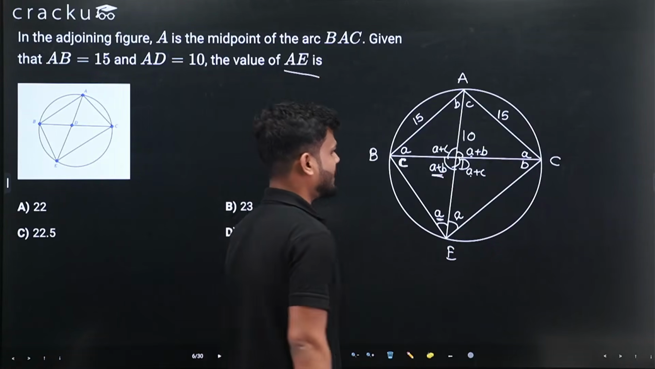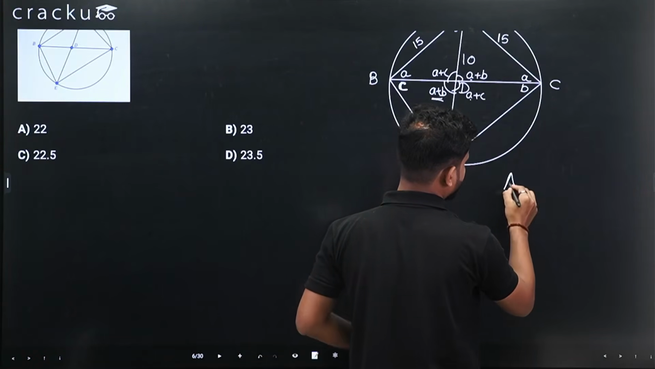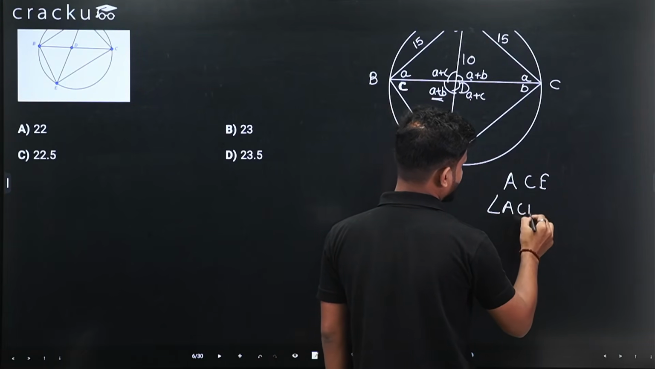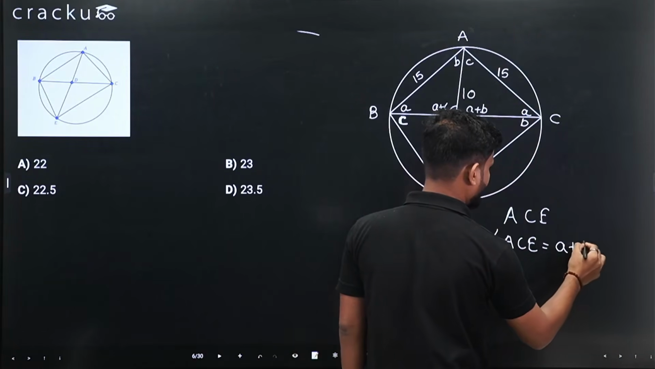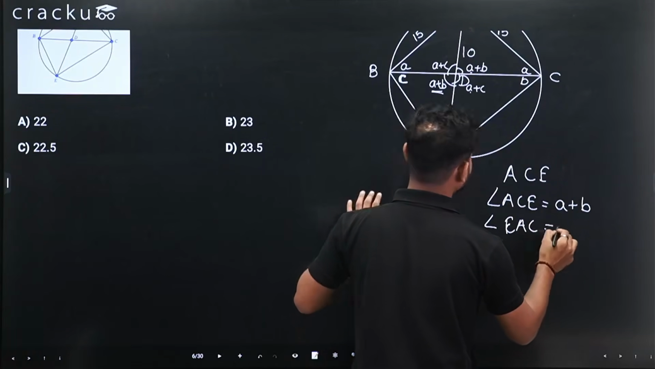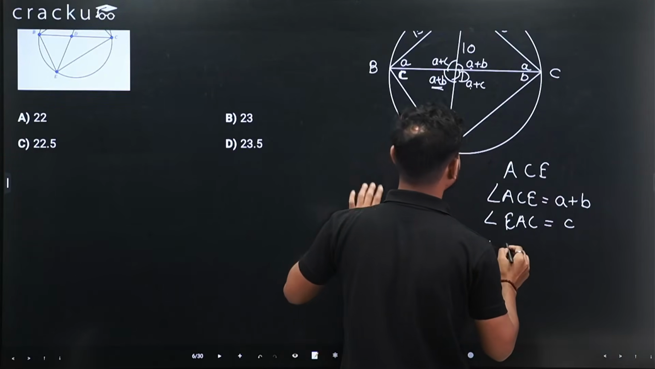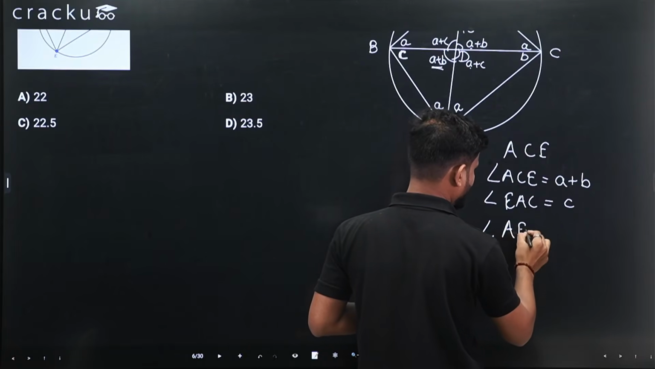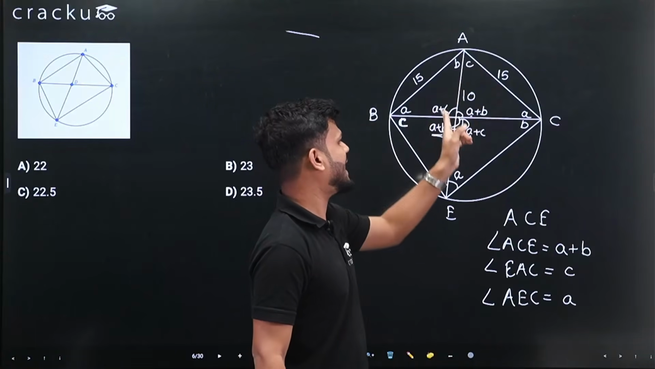So how to find the length of AE? Now look at triangle ACE. In triangle ACE, angle ACE is equal to A plus B. Correct? Angle EAC is nothing but C. And this angle AEC is A.